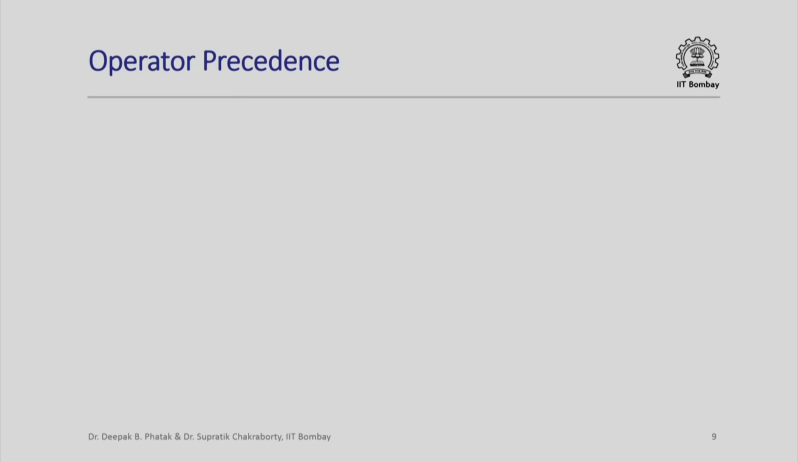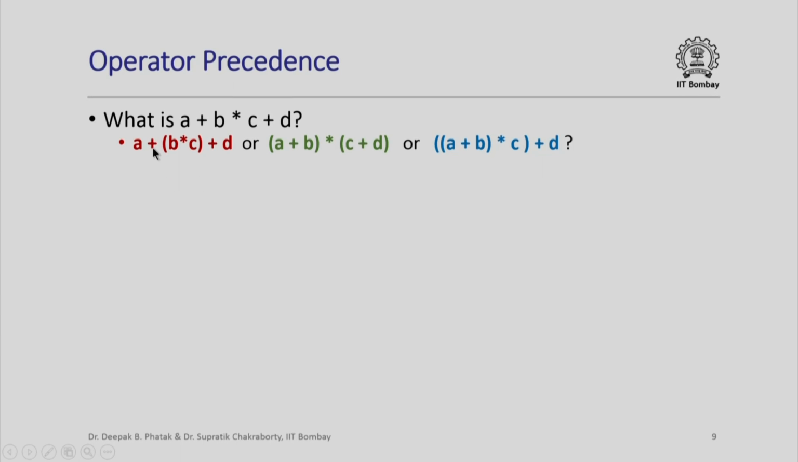Now let us look at how we read expressions when they are written out in C++. For example, consider this expression: a + b * c + d. Should I read it like this, that b * c should be evaluated first and then a and d should be added to it, or should a and b be added, c and d be added and then they should be multiplied, or should it be the case that you add a and b, then multiply it with c, and then finally add d to it? So which of these is represented when I write this arithmetic expression in C++?